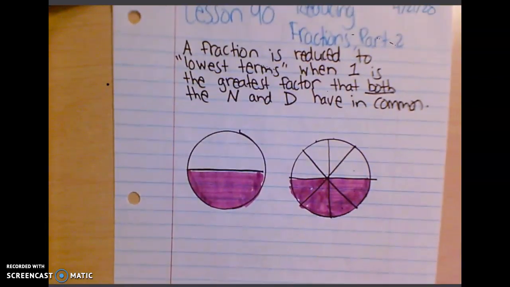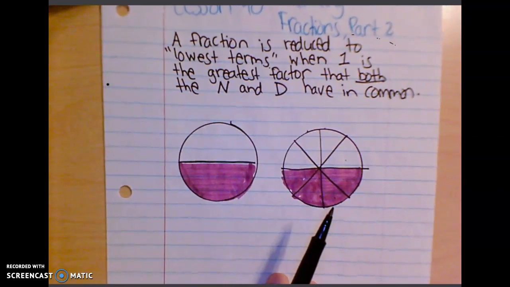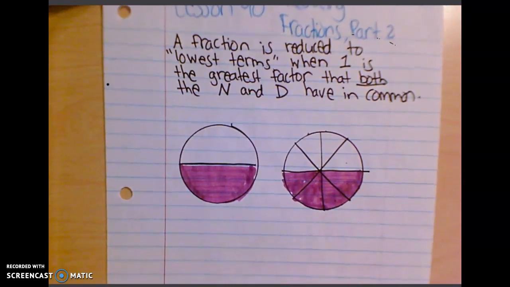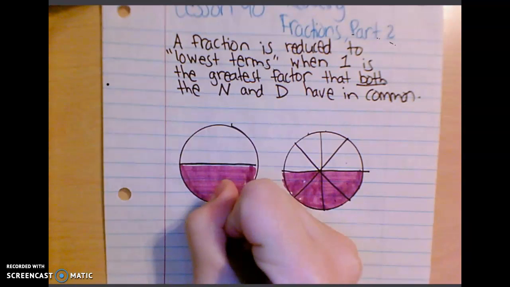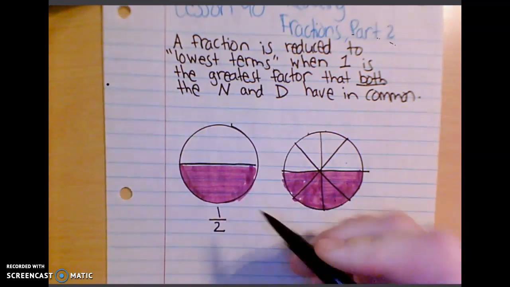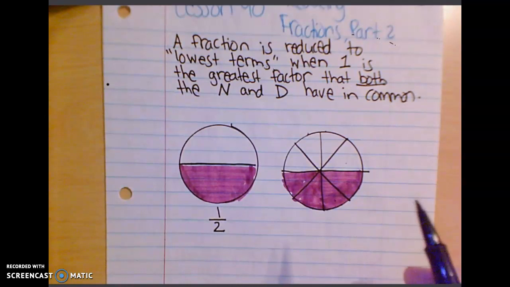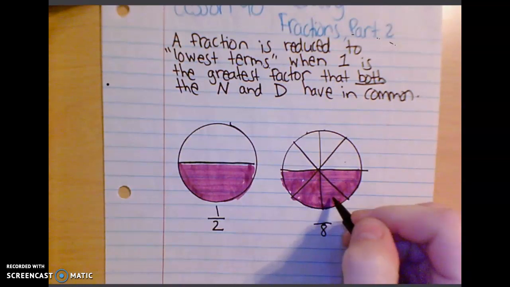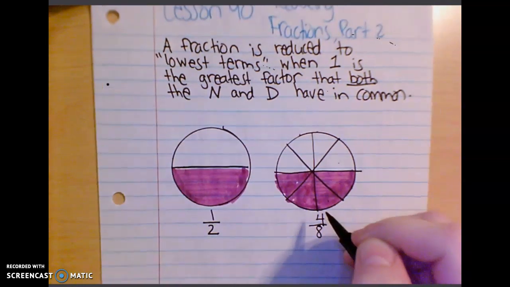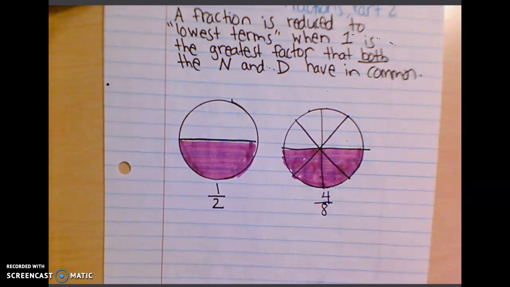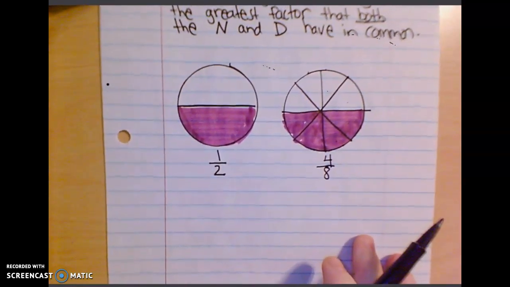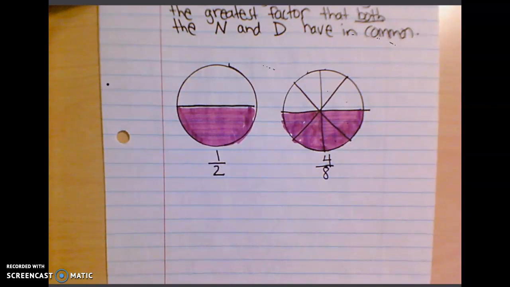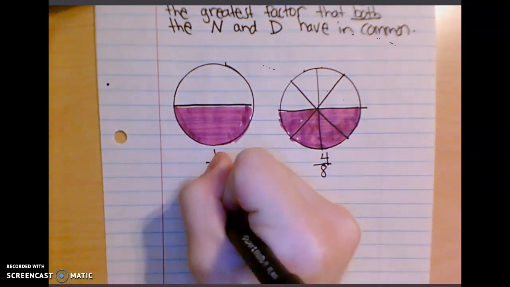So let's look at these two circles that I have here, and I have divided them. This first one I've divided into two parts, and I have shaded one. This next one I have 8 parts, and I have shaded 1, 2, 3, 4. In this demonstration, I'm going to show you that these are equivalent fractions and they name the same amount. Now again, this should be a review. You should know this.